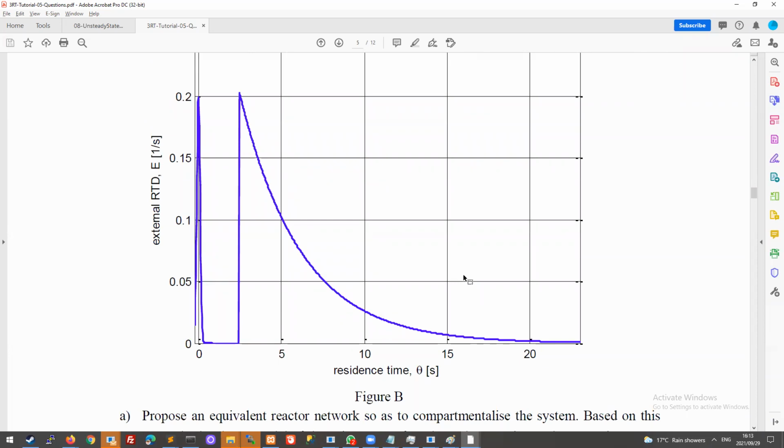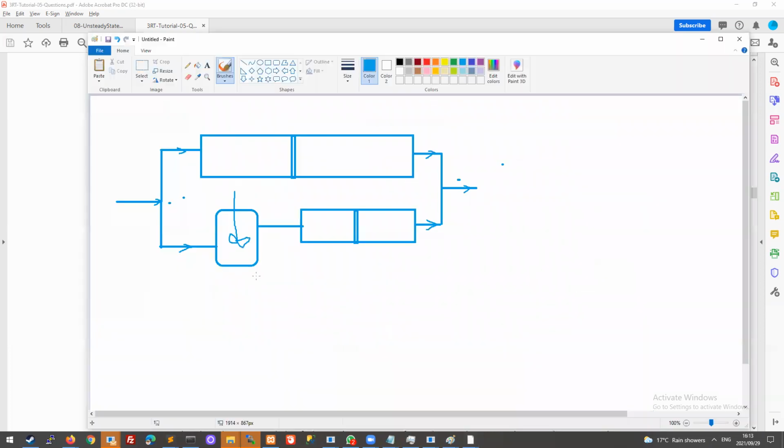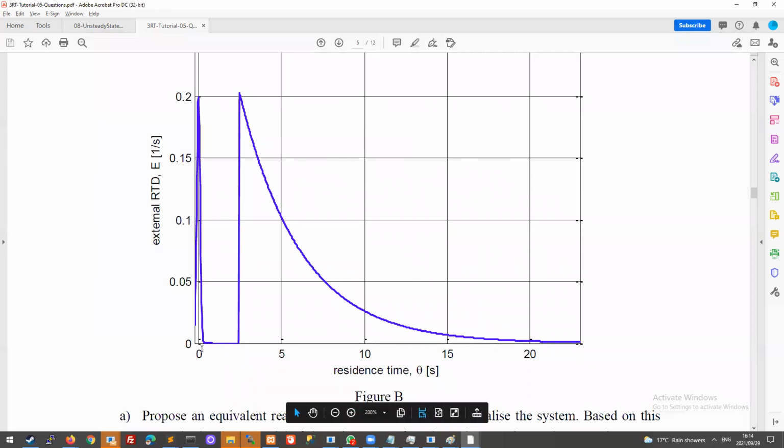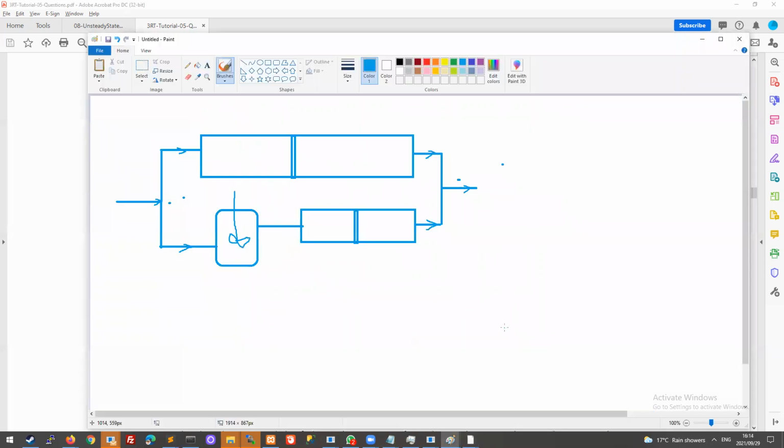Okay, now looking at this RTD, you can see a couple of features. Number one, we can see this spike here at 0. That's telling us that this bypass is extremely fast. So it's approximately 0. This is approximating an actual bypass here. So we could have just drawn this as a line instead of with a PFR there. Then there's some delay before we start seeing an exponential decay. So that's telling us that the delay that's given to us is from here.